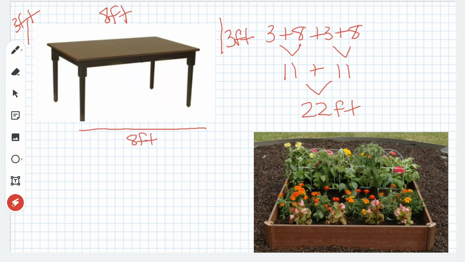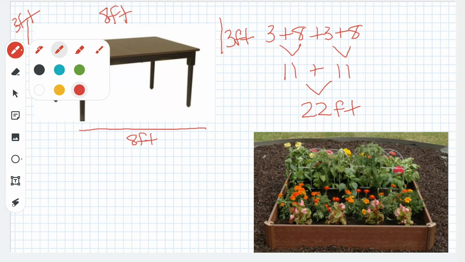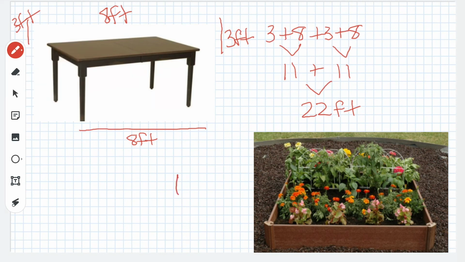Let's take a look now at the flower bed. What happens if I know the perimeter, but I don't necessarily have all of the dimensions? So let's say that the distance around this flower bed was 64 feet. That is the perimeter of the flower bed. And this flower bed is a square flower bed. Remember what we said about squares? That's right, all sides of a square are equal.